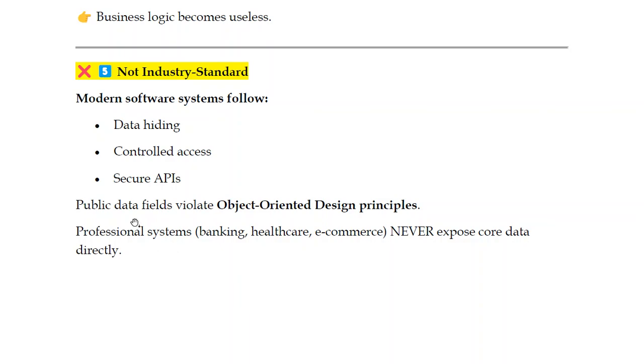It is not industry standard. Modern software systems follow data hiding, controlled access, and security APIs. These are the expectations in the industry. If you give public data, it violates the object-oriented design principle itself. Professional systems in banking, healthcare, sports and so on never expose core data directly, because these are sensitive data.